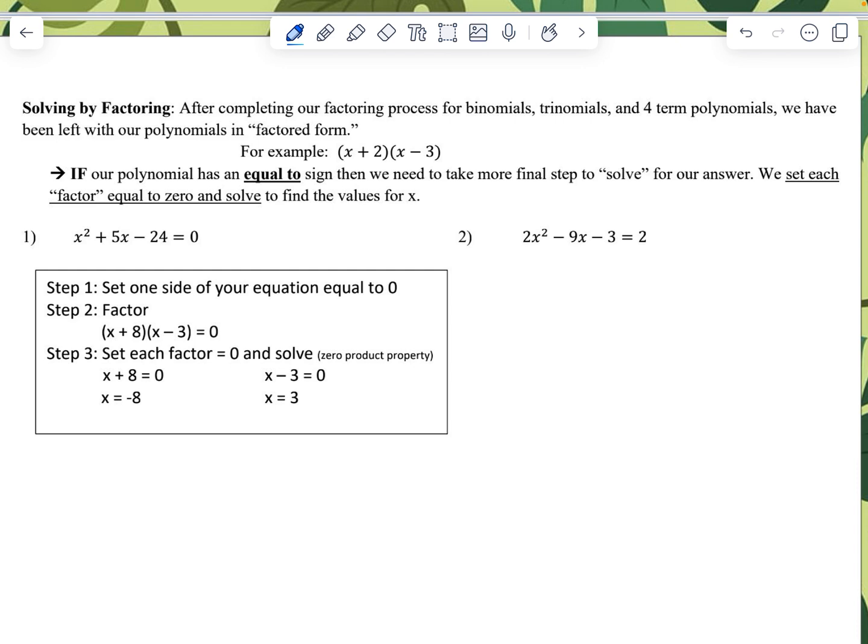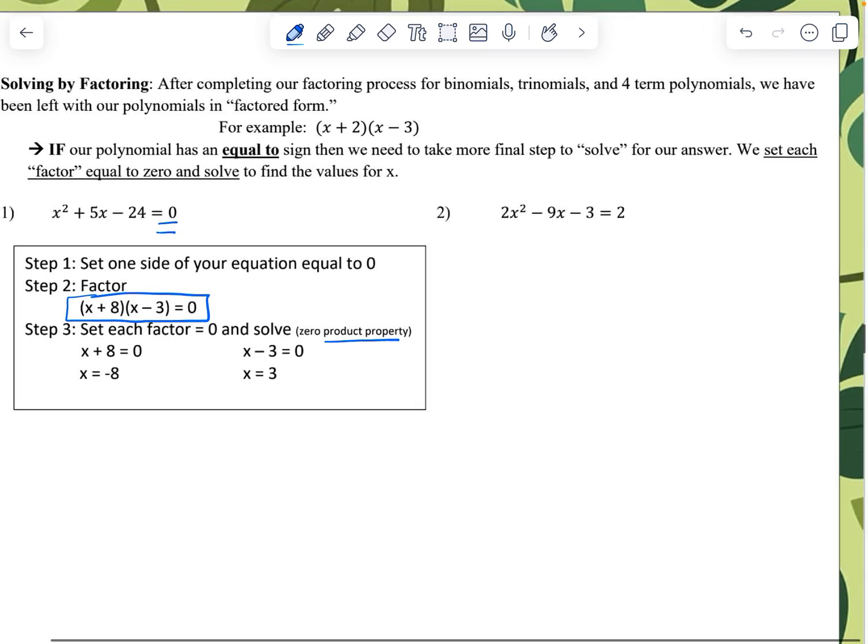So after we factor, which we've been doing almost since day one, if there's an equal sign, we can solve after we factor by setting our factors equal to 0 and solving for x. So for example, if we have x squared plus 5x minus 24, we have to make sure that the whole equation is set equal to 0. So everything has to be on one side, 0 has to be on the other side. Then we factor it up. Once we've got it in factored form correctly, we set each factor equal to 0 and solve. This is called the zero product property, and we use it a ton.